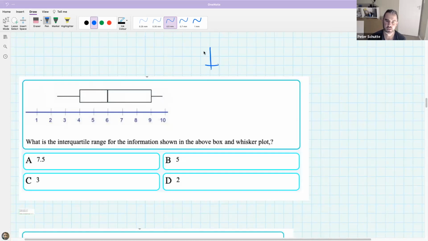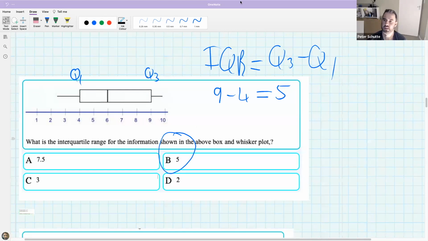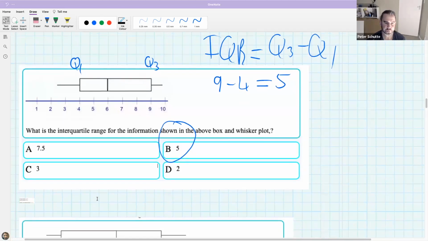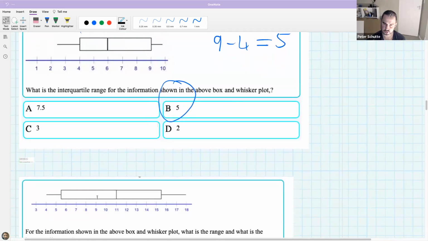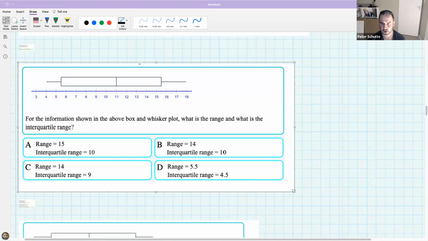So, interquartile range is that, and we know this is Q3 and this is Q1. So it should be that one. Okay, that's looking good to me. What if I asked you this question about a box and whisker plot?